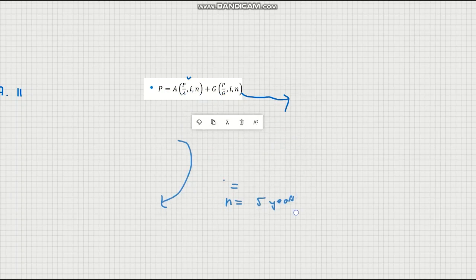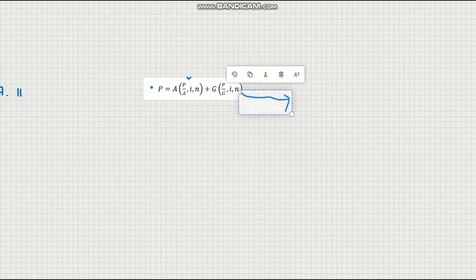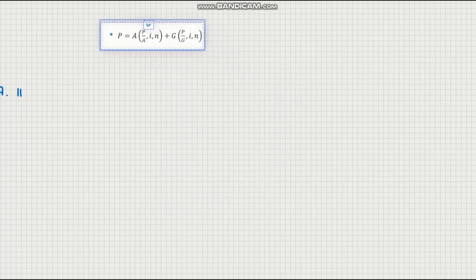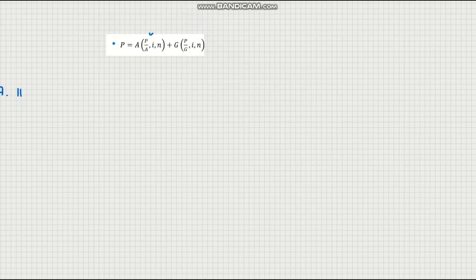Okay. Let's delete this guy, this guy. All right. So I will use a tabular form in order to find these guys. Again, my annual value is 120 and G value is 30. I is 5% and N is 5 years.